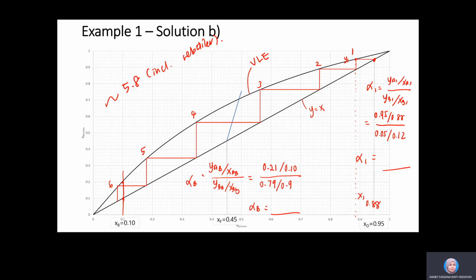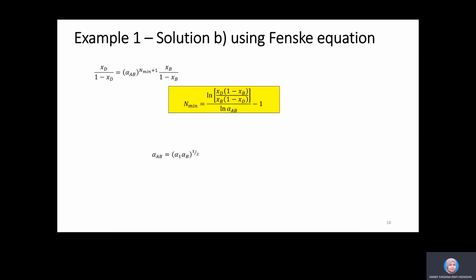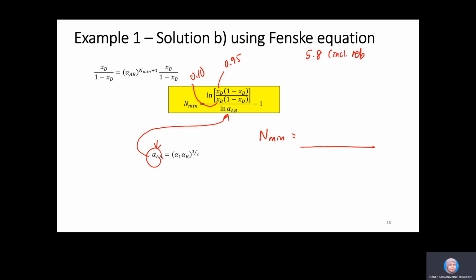So after you get alpha 1 and alpha b, you can calculate the geometric mean of alpha AB, and from this you can put inside the formula, and xd you already know 0.95 and xb is 0.1. Then you just try to solve this and you should get the value of N min almost similar to what we get up there when using the graphical method, because just now when using graphical method we get about 5.8 including reboiler. Okay, but in this equation, we already minus 1. So whatever value you got here should be almost close to 4.8, around that range.